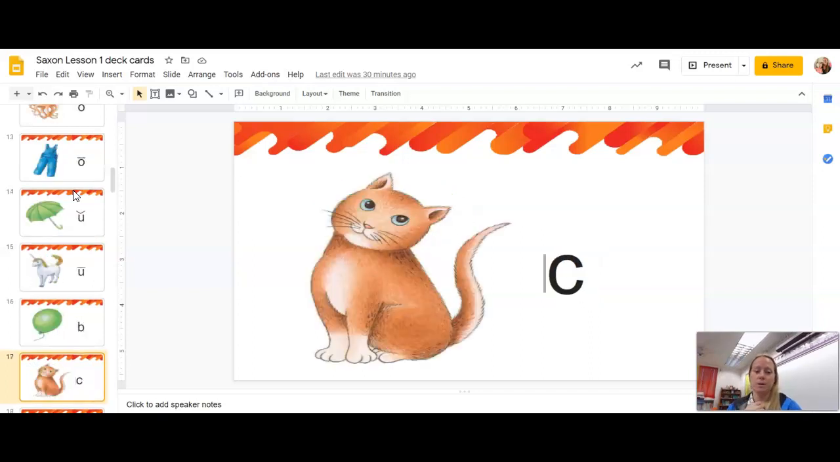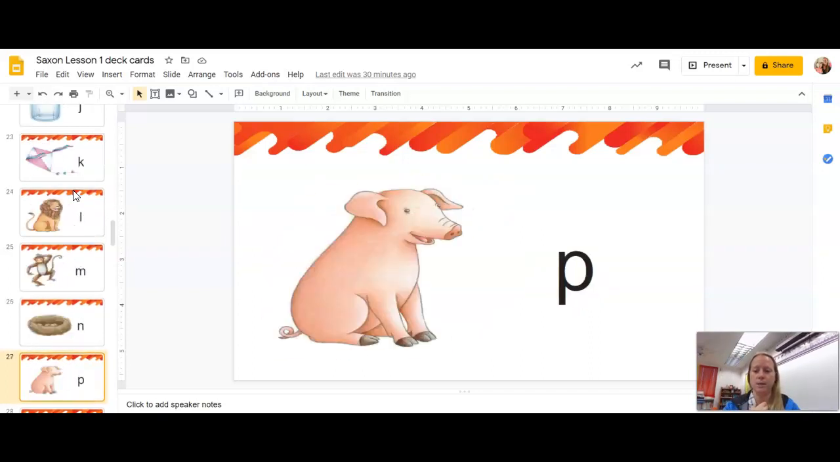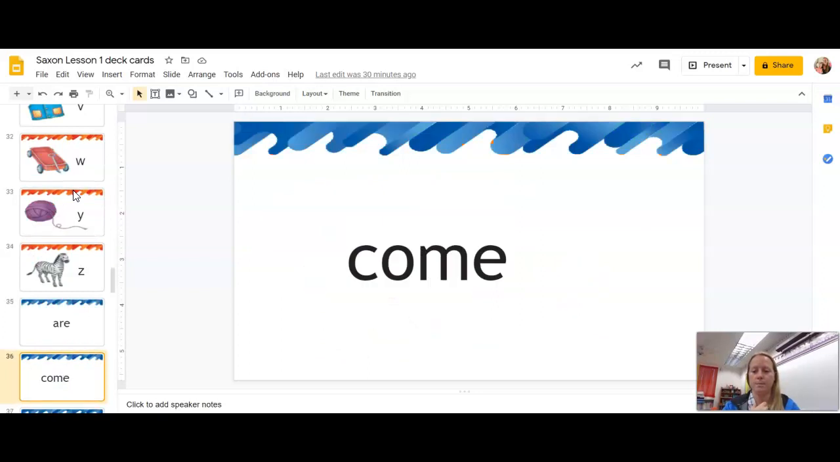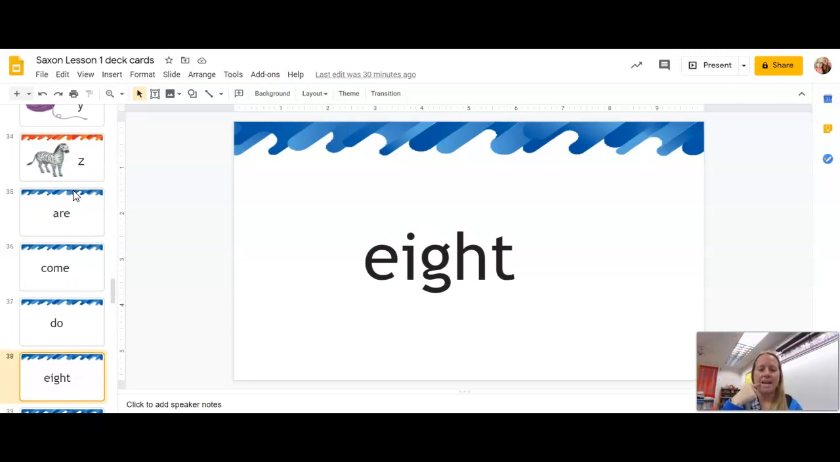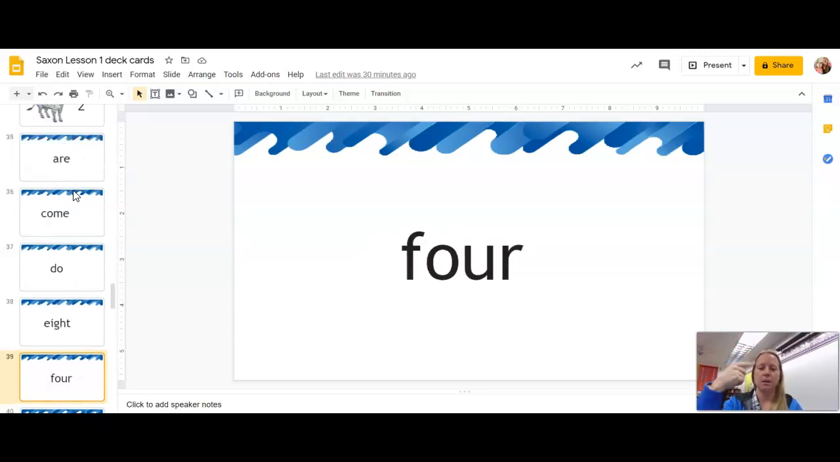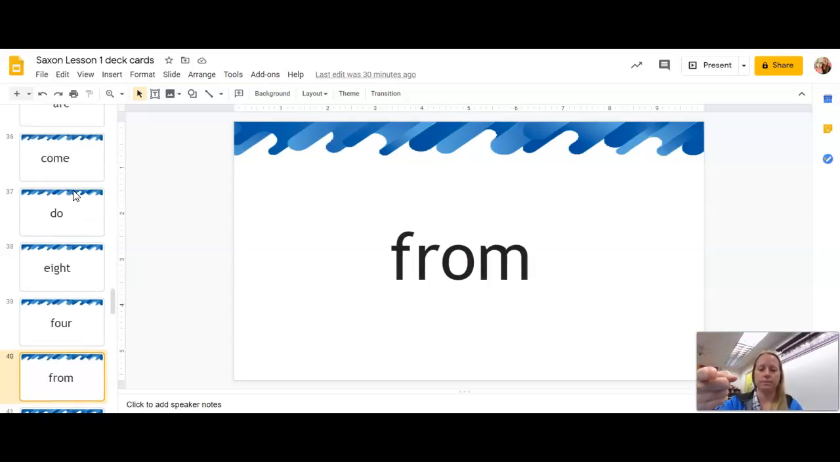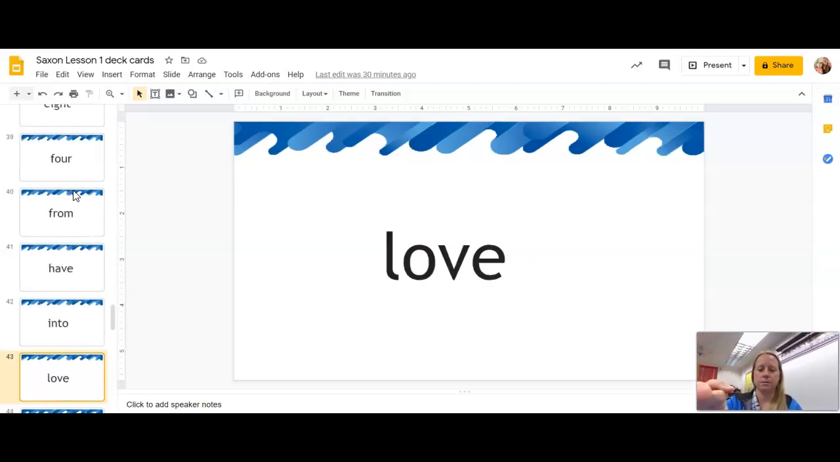Okay, these are some new cards, so we're going to skip through these really quick. We'll come back to them. Here are our sight words. R. Come. Do. Eight, this is the number eight. Four, the number four. From, have, into, love, of, one, this is the number one.